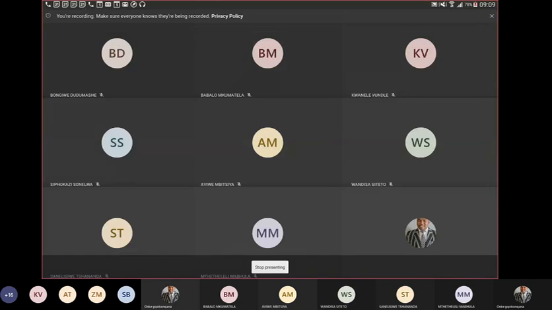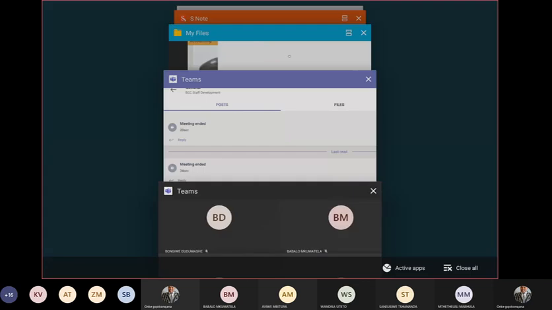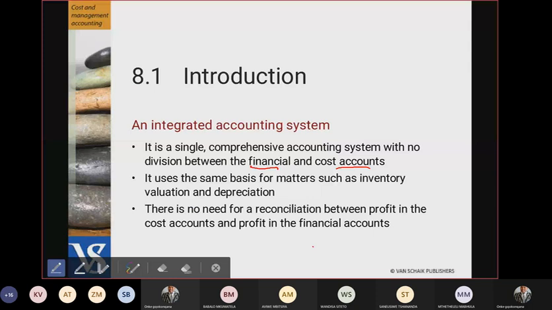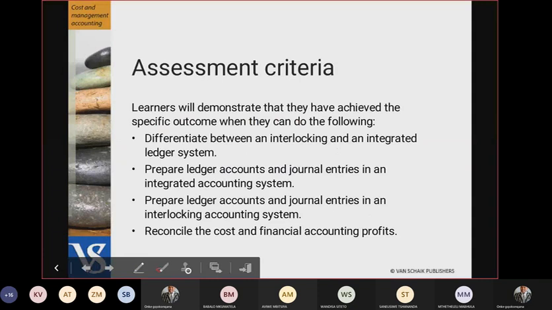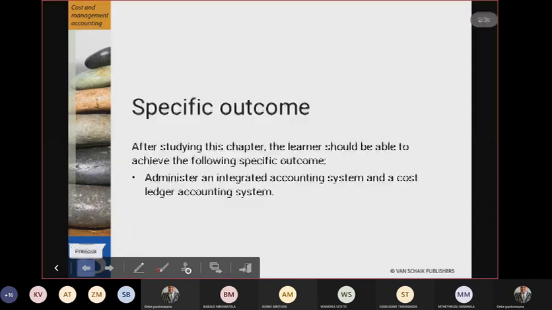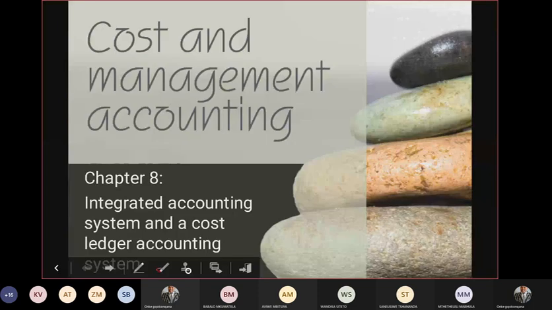All right, welcome guys to our second topic of the syllabus. That is our second semester syllabus. So the second topic then is our integrated accounting system and the cost ledger accounting system.